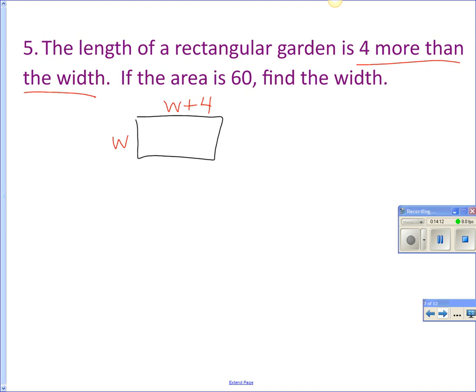Is everyone okay with that first step? Okay, because this is the length, 4 more than the width. All right, keyword, area. What is that going to mean I'm going to have to do? Multiply W times W plus 4. Okay, I'm going to have to multiply them.